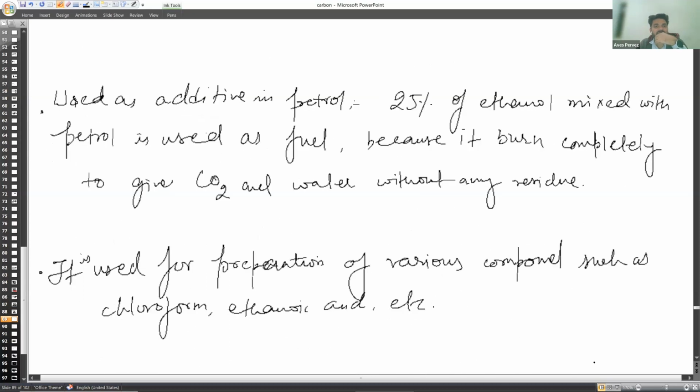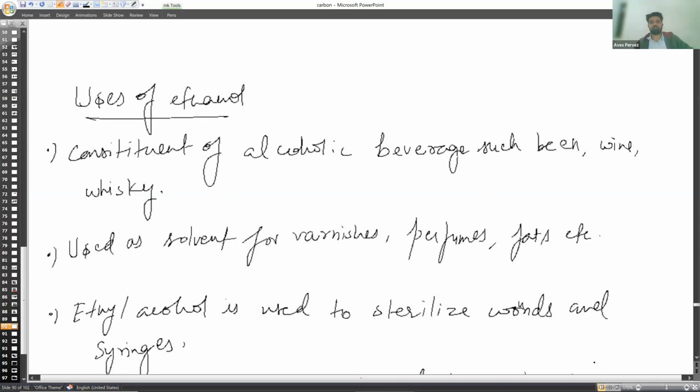Now, what are the uses of ethanol? We have provided you the notes, so from there you have to memorize this one. I'm not going to write it out for you, I'm just going to explain it. Have you received the notes? Handwritten notes? No, sir. We have sent them to you on the group. No, sir.